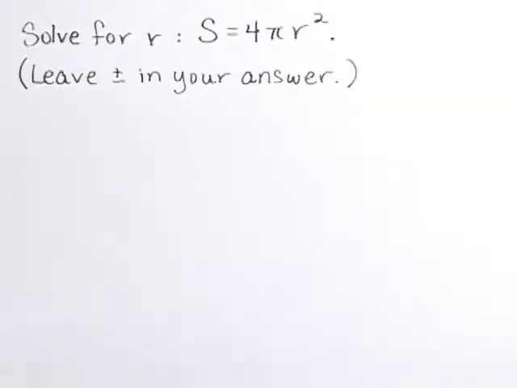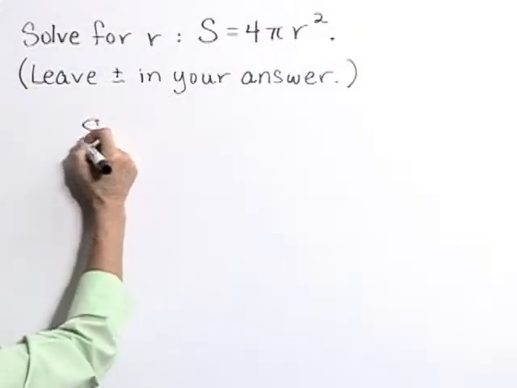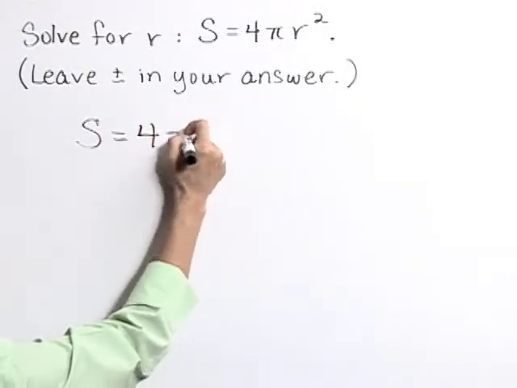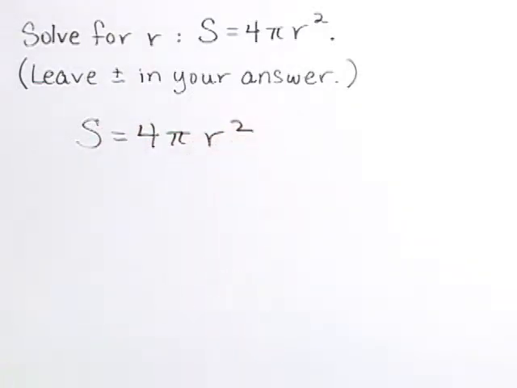Solve for r. In the equation, s is equal to 4 pi r squared. Leave plus or minus in your answer. Let's just rewrite that equation, s equals 4 pi r squared. Notice that we want to solve for r. So here's what we'd wish to isolate by itself.